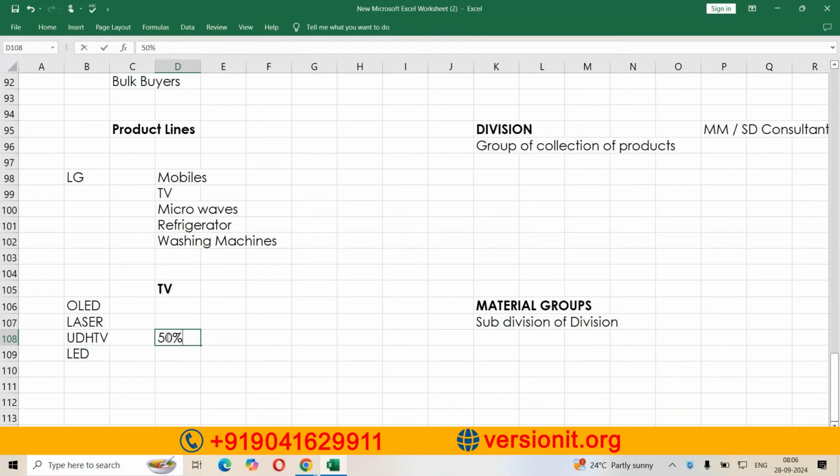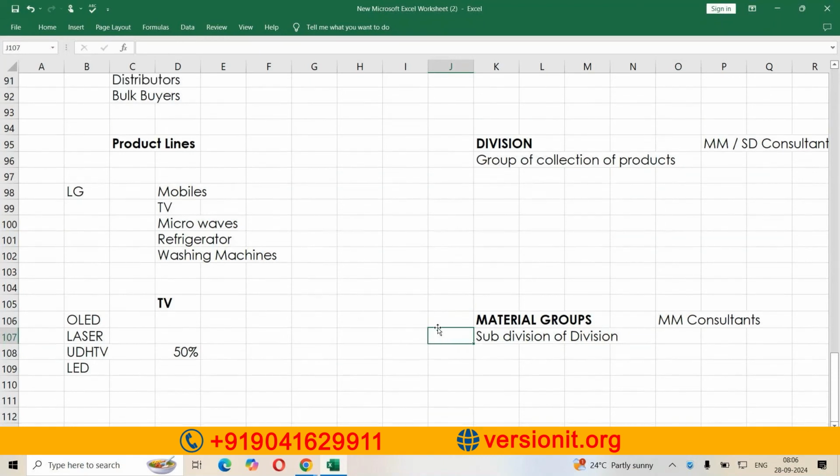Now, for example, if a customer is placing an order for ultra high definition TVs, we are going to offer 50% discount. If they place an order on OLED, laser technology or LED, we're not going to offer any kind of discount. Discount will be applicable only on the ultra high definition variant, not on different materials or material groups. So these material groups are going to be created by MM, but sales will be using them to map the pricing functionality if required. So this is how we are going to be categorizing it.